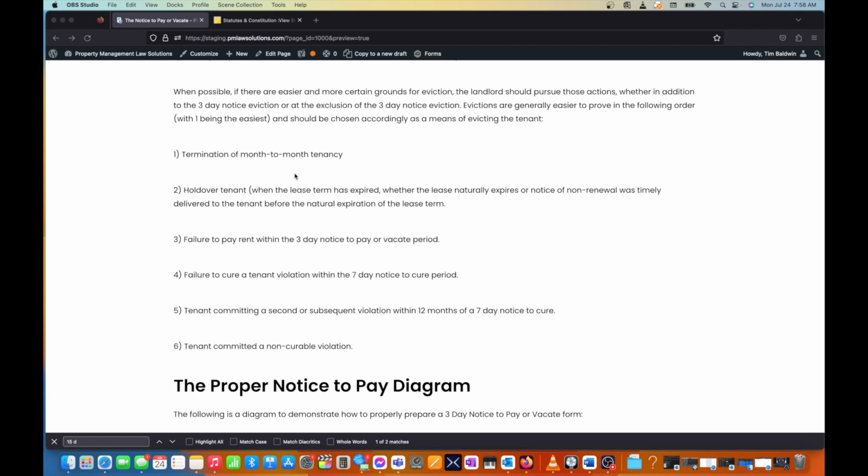But if we ever have a situation where we have a tenant who's on a month to month and they're having a problem with paying rent, we can approach it from both perspectives. We can terminate the month-to-month tenancy and at the same time, deliver the 3-day notice to pay or vacate. And if they fail to comply with either or both of those notices, we can file an eviction based on both of those notices.